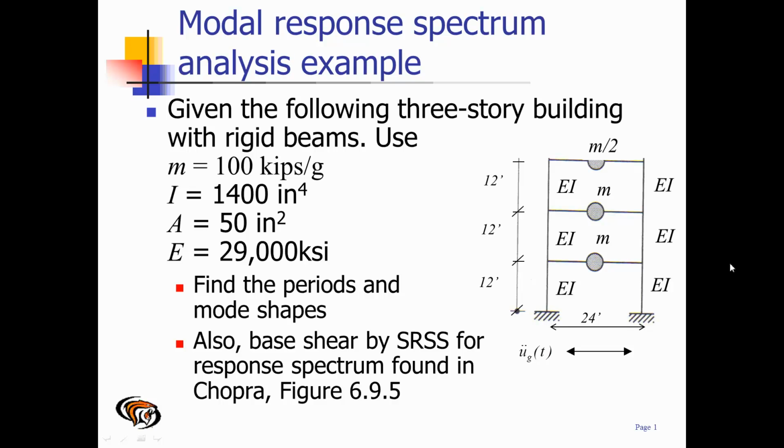In this video, we're going to solve a modal response spectrum analysis problem that is shown on the figure. We have rigid beams and flexible columns. Notice the flexible columns include a moment of inertia of 1400 inches to the fourth and a cross-sectional area of 50 inches squared. The cross-sectional area is going to be important in developing the stiffness matrix, so we'll have to ensure that this is a reasonable cross-sectional area.